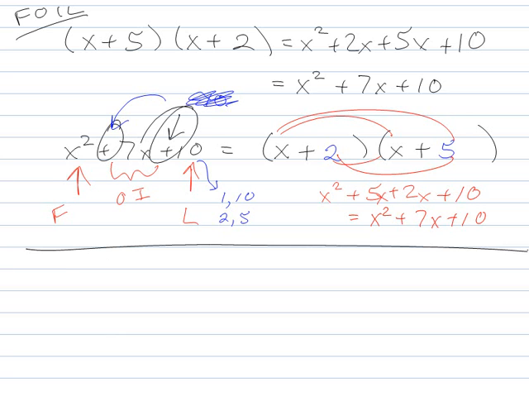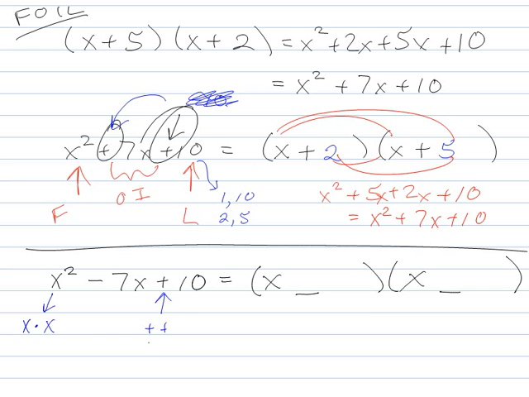Okay. Let's try a similar example, pretty much the exact same thing, except I'm going to make that a minus 7x. Now again, in this case, I know the only way to get x squared is to multiply x times x. Now I want to look at the sign. Since this is a positive, that means they're either going to both be positive or both be negative. It's the only way to get a plus 10. But since this is a negative 7, that means that both of them have to be negative.